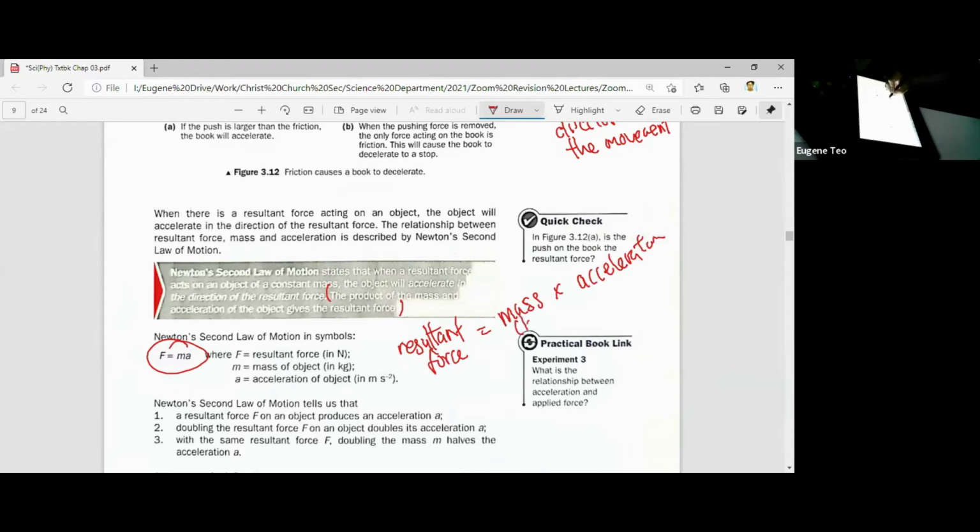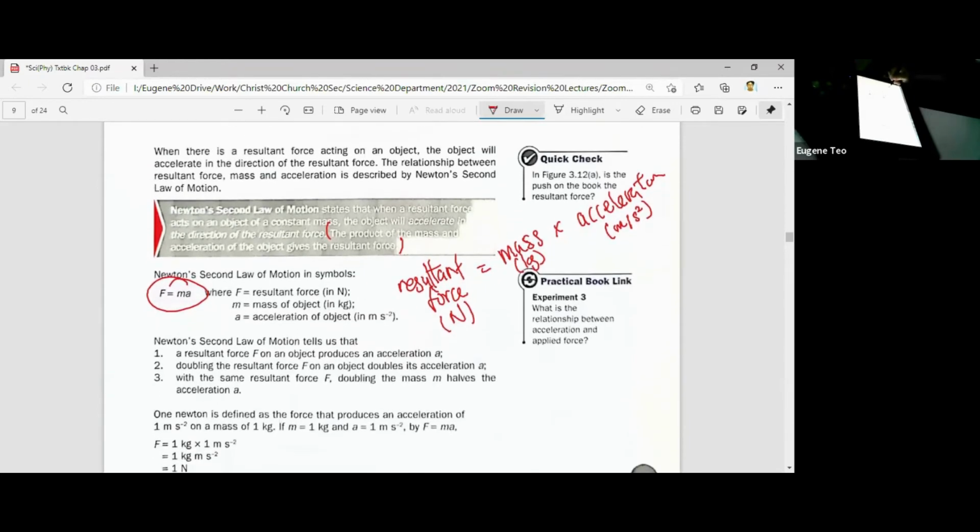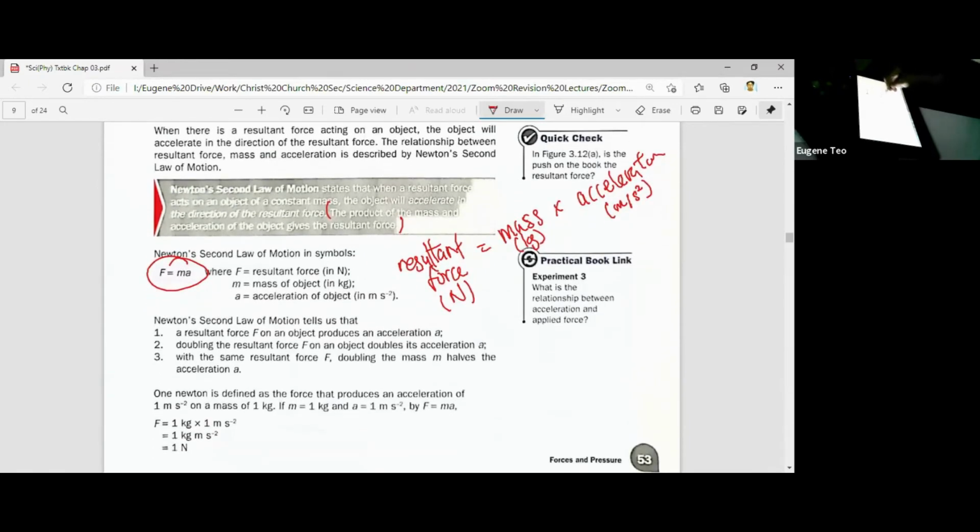Take note, the mass must be in kg. The acceleration is in meter per second square. The resultant force is in Newton. Okay? This formula, most people always get it wrong because they forget that the F is actually talking about the resultant force. So you cannot just anyhow insert an F whenever you want to use this formula. You must always make sure that the force you are using is the resultant force.